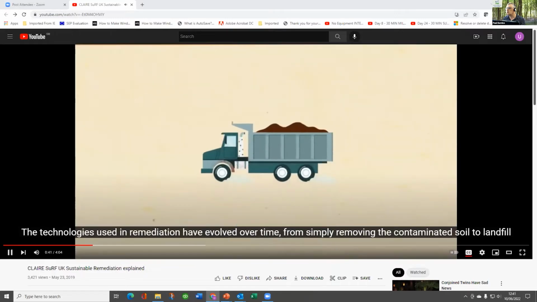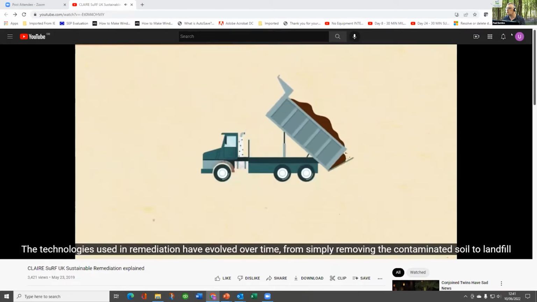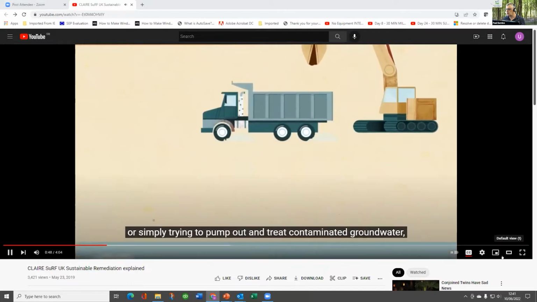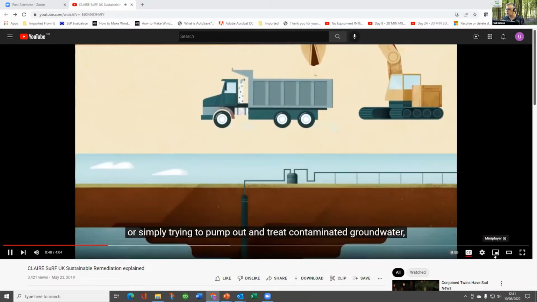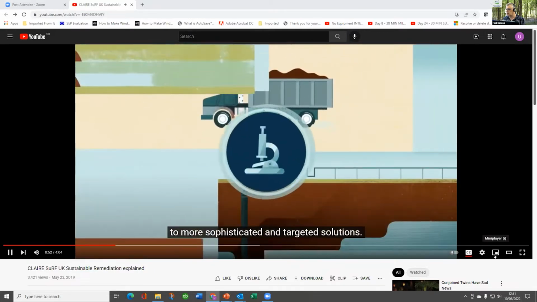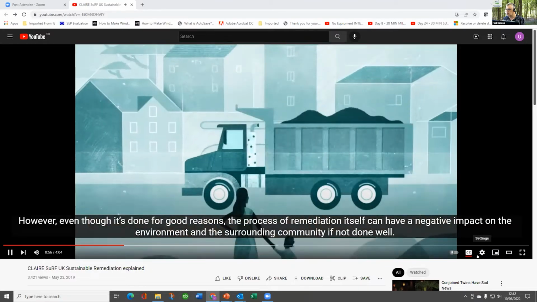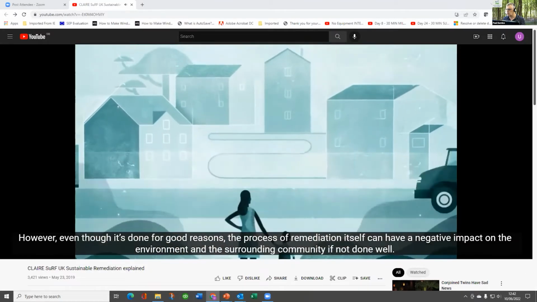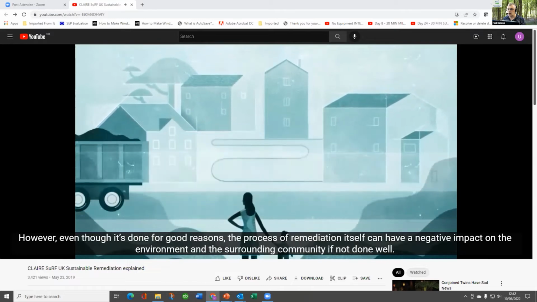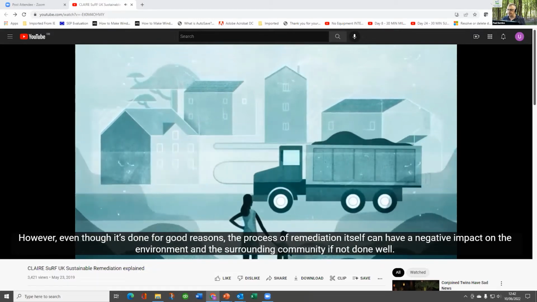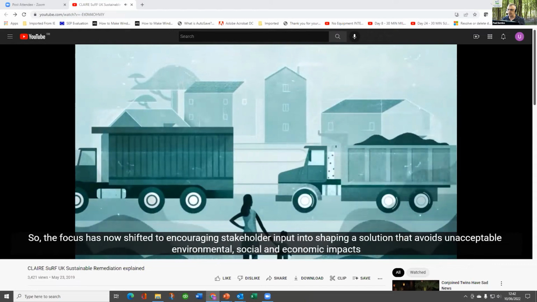The technologies used in remediation have evolved over time, from simply removing the contaminated soil to landfill, or simply trying to pump out and treat contaminated groundwater, to more sophisticated and targeted solutions. However, even though it's done for good reasons, the process of remediation itself can have a negative impact on the environment and the surrounding community if not done well.